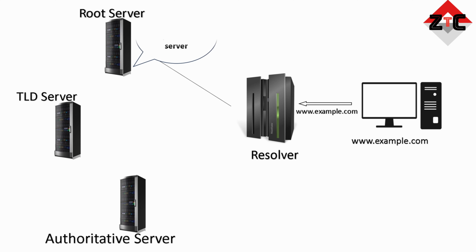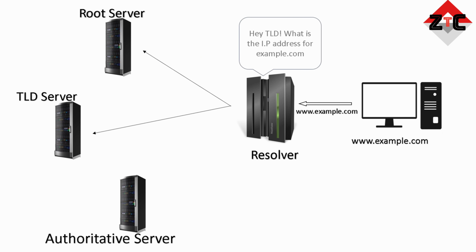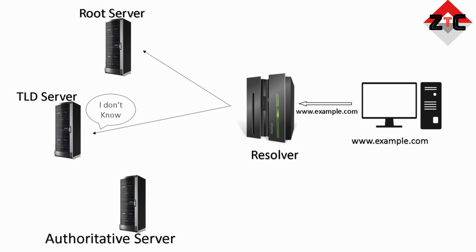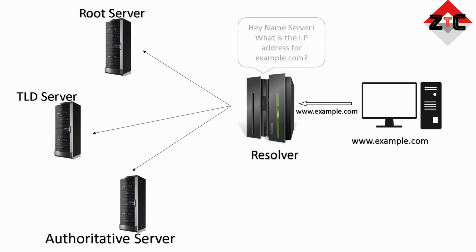So when a TLD server receives a query for the IP address for example.com, the TLD server is not going to know what the IP address is for example.com. The TLD will direct the resolver to the next and final level, which are the authoritative name servers. Once again, the resolver will now ask the authoritative name server for the IP address for example.com. The authoritative name server or servers are responsible for knowing everything about the domain, which includes the IP address. They are the final authority.